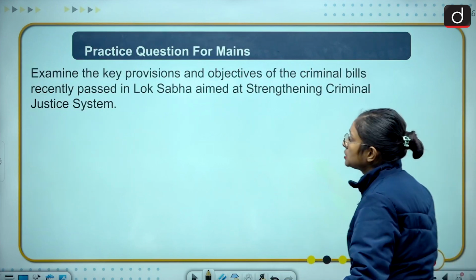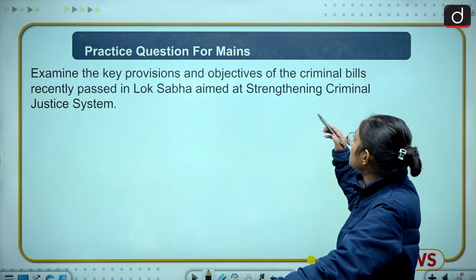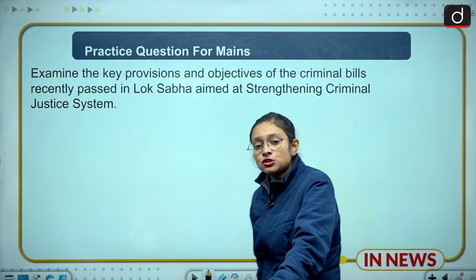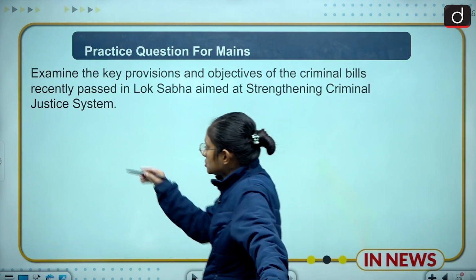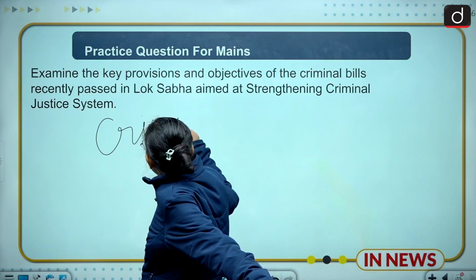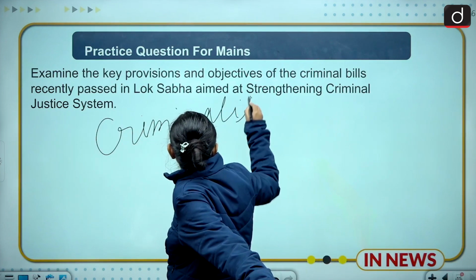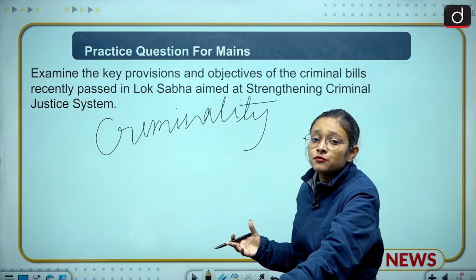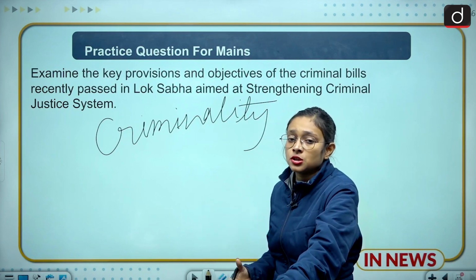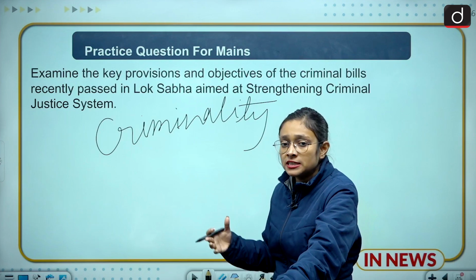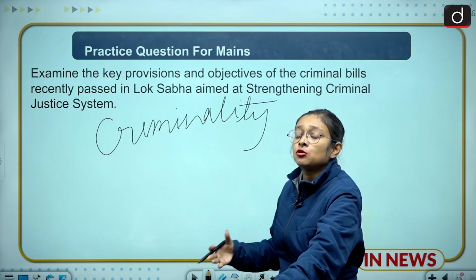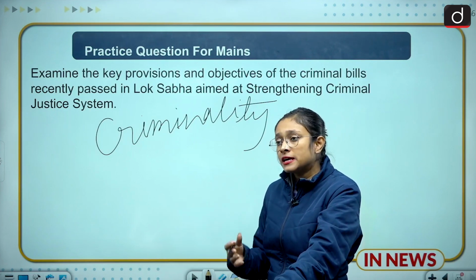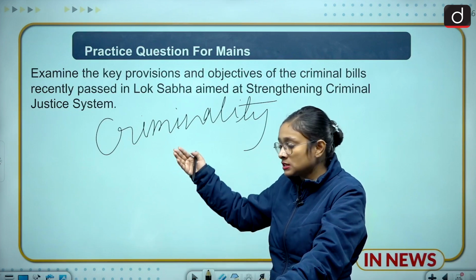Moving to the mains part, which is: examine the key provisions and objectives of the criminal law bills recently passed in Lok Sabha aimed at strengthening the criminal justice system. So first you have to give background about India's criminal justice system, and you have to also mention that we have a few existing laws related to criminality, but they are very outdated in nature and do not suit the demands of today's population and today's justice system. So in order to strengthen the justice system of India, these three bills have been tabled in the Lok Sabha, which have already been passed in the Lok Sabha, and now they are going to be tabled in the Rajya Sabha. So this is the background you have to give.